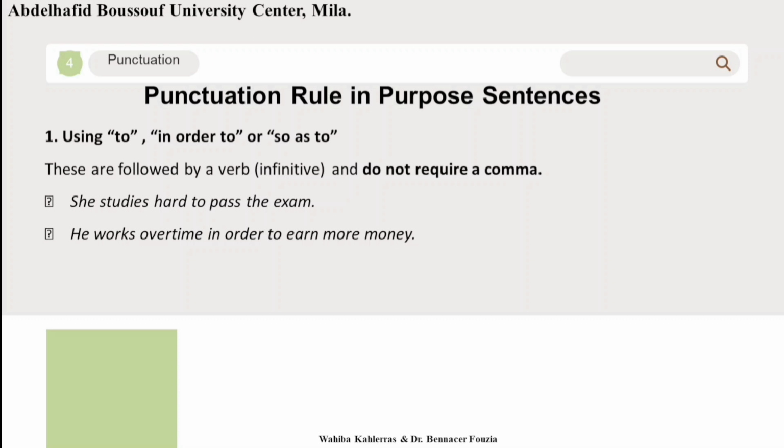When we use to, in order to, or so as to, they follow an identical rule as condition and cause. These are followed by an infinitive and do not require a comma when they come in the middle of the sentence. She studies hard to pass the exam. He works overtime in order to earn more money.